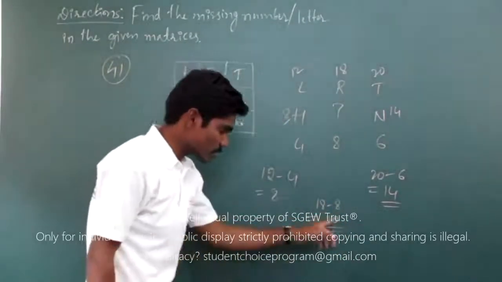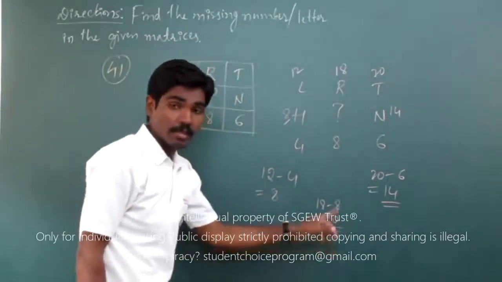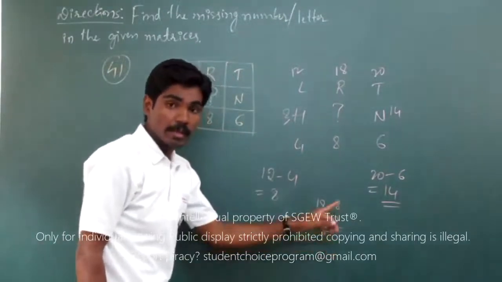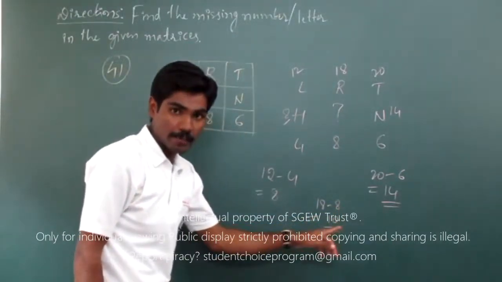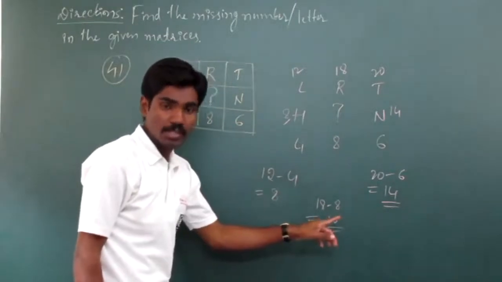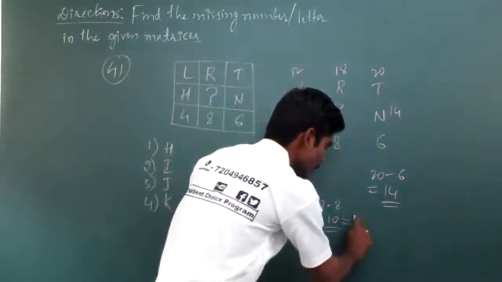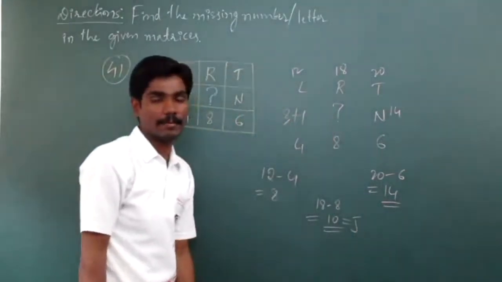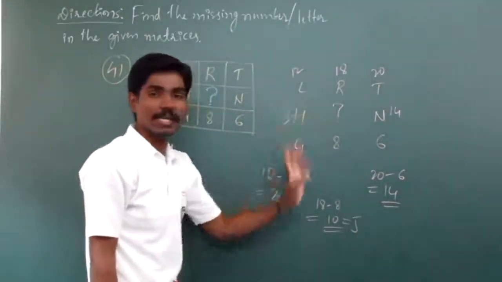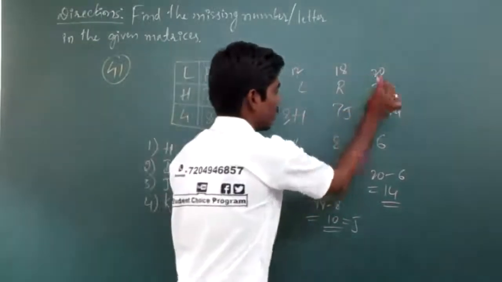Friends, this 10 indicates the position of the letter. Now when we look at the positions of the letters, the letter J has position 10. Therefore, the missing letter will be J.